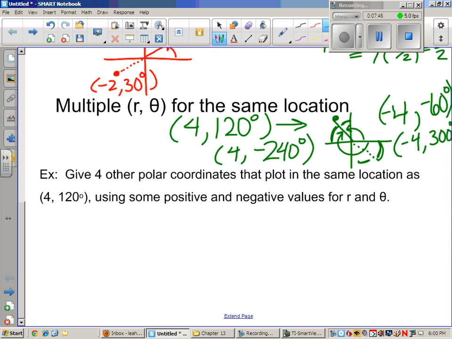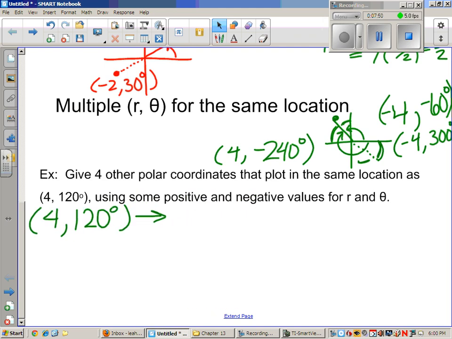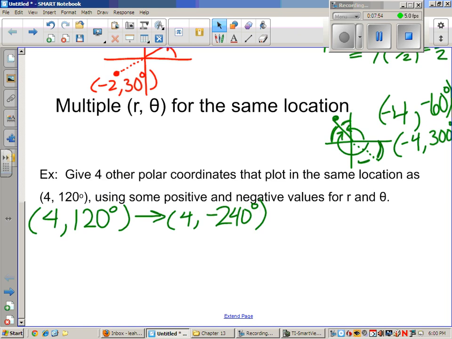So that was my example. I actually did it above here. There's my 4 comma 120. Here's another point that would have a positive r but a negative theta. Here's a negative r and a positive theta.